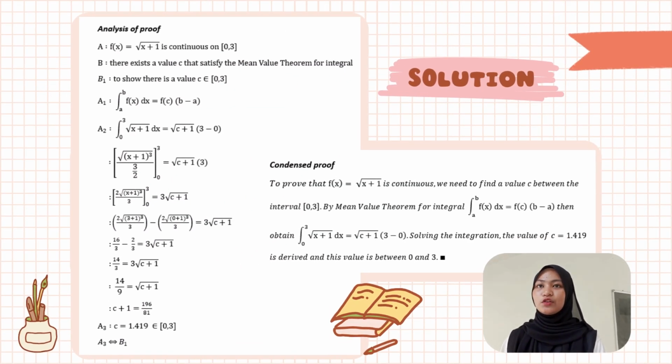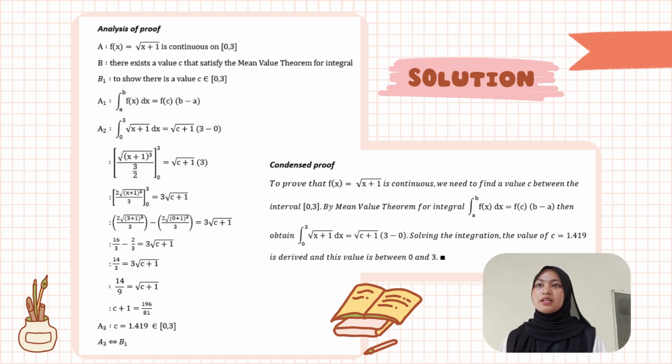Lastly, for the solution, with the analysis of the proof, we know that the hypothesis is f(x) equals the square root of x plus 1 is continuous on [0, 3], while the conclusion is there exists a value c that satisfies the mean value theorem for integrals.